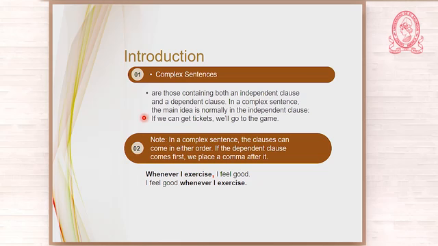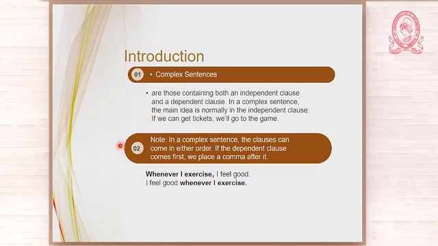If we can get tickets, we'll go to the game. What is the main idea? It is this one. We will go to the game. With a little detail. If we can get tickets, okay? So this is a dependent clause, an adverb clause. How do I recognize it? Because here at the beginning I have a subordinating conjunction.